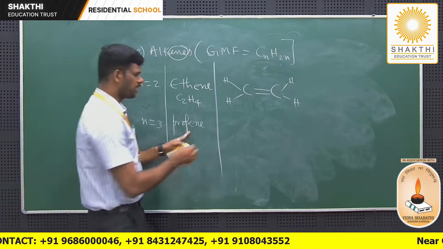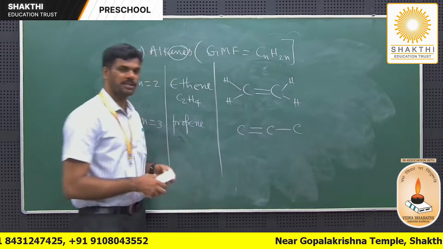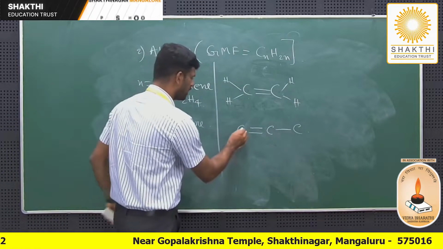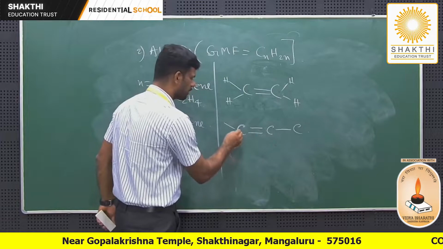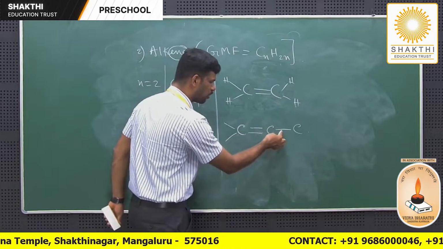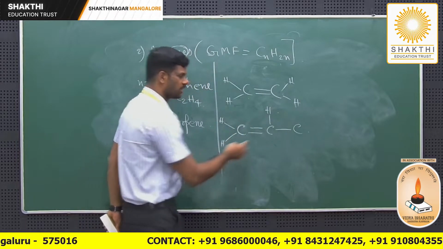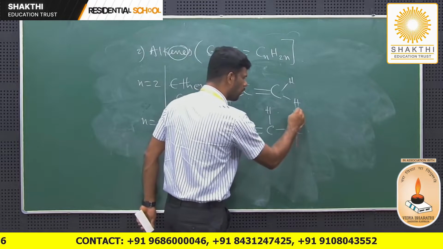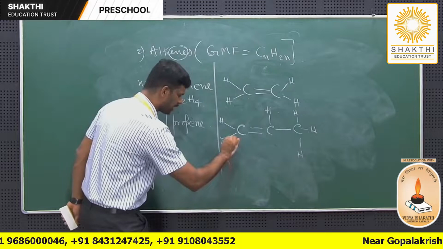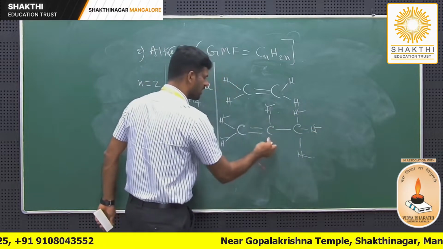When this is propene, I know one carbon atom has a double bond with the second one. The condition for the third one is only a single bond. With a single bond, this carbon is supposed to have 2 bonds already, so this carbon has 3 bonds, only 1, say hydrogen, hydrogen, hydrogen. This carbon has only 1 bond, 1, 2, 3, altogether 4. Count the hydrogen atoms: 1, 2, 3, 4, 5, 6.